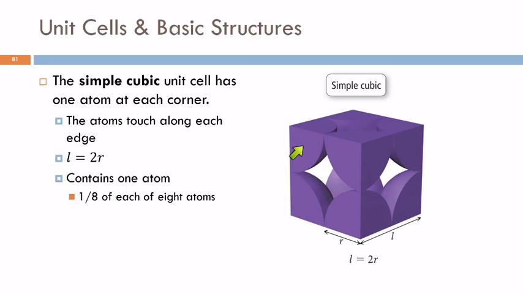This guy at the corner, that's 1/8 of an atom, right? And this is 1/8 of an atom, and 1/8 of an atom, and 1/8 of an atom. And there's 8 of those. So if you took all these pieces apart and put them back together, you could get one atom. It's parts of 8 different atoms, but in that volume there's one atom.